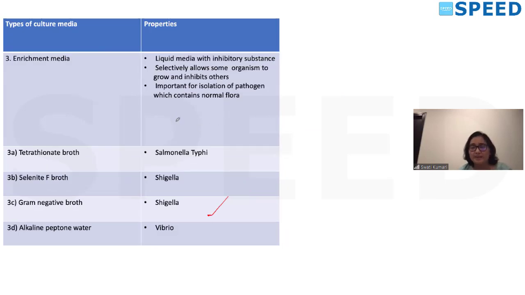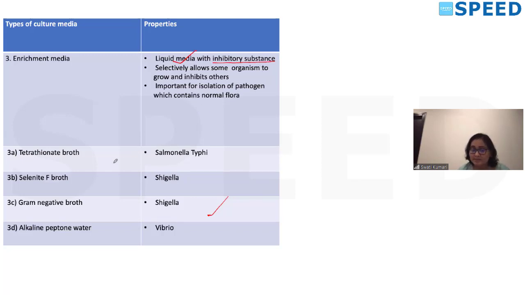Now coming to enrichment media. We read about basal media, we read about enriched media, that is your blood agar, chocolate agar, Loeffler serum slope. Now we are moving to enrichment media. Enrichment media is liquid media. Your enriched media was solid media. Enrichment media is your liquid media, which has some inhibitory substance which allows growth of some organisms and inhibits some other organisms, right? So when you want to isolate the pathogen from normal flora, you use enrichment media.